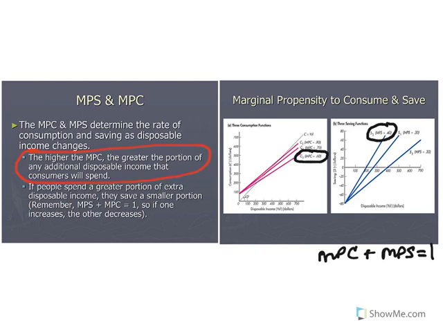So again, if people spend a greater portion of their extra disposable income, then they have to save a smaller portion because of our formula, MPC plus MPS equals 1.